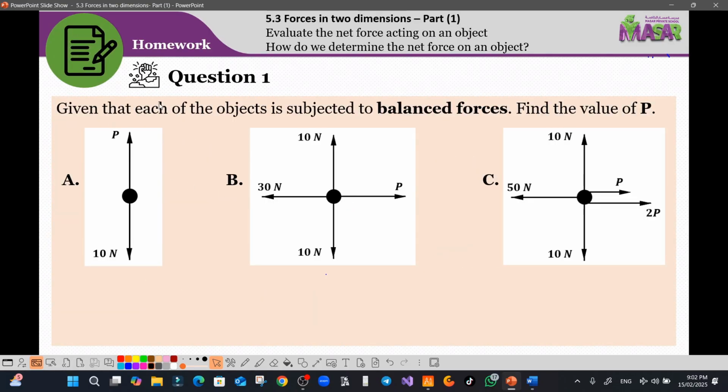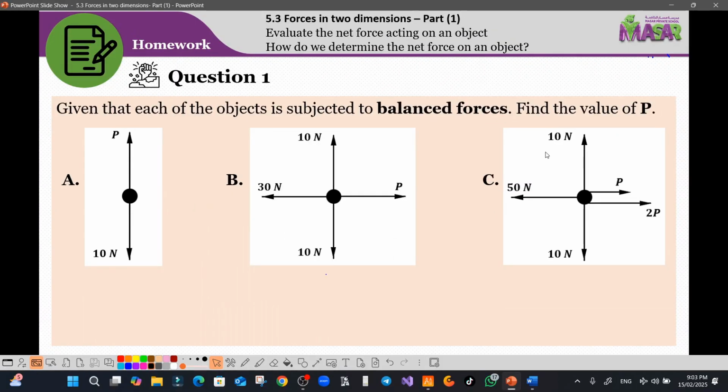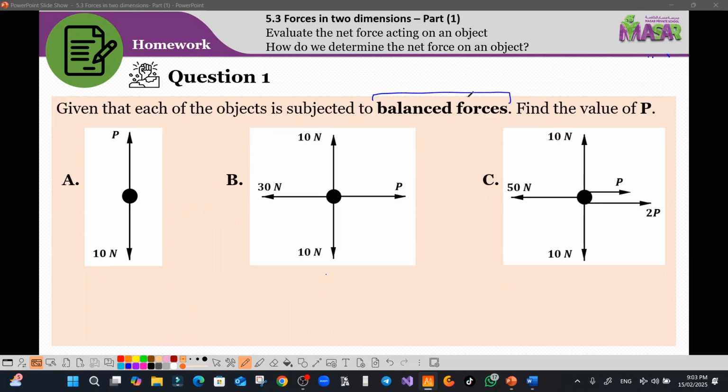Now, for the homework section, let's start solving question 1. Given that each of the objects is subjected to balanced forces. Here they provide me with very important information about the state of the forces. They are balanced. What does it mean by balanced? Immediately, I should recall that balanced forces means the F net must be equal to 0. And I can say up equals down, left equals right. So they must be equal because I know that they are balanced.